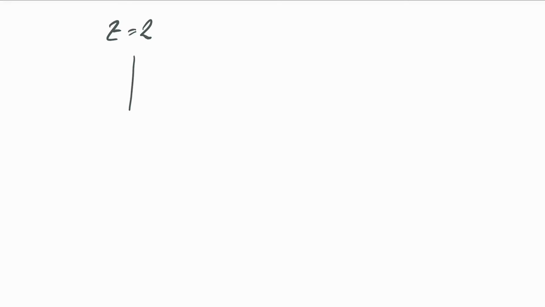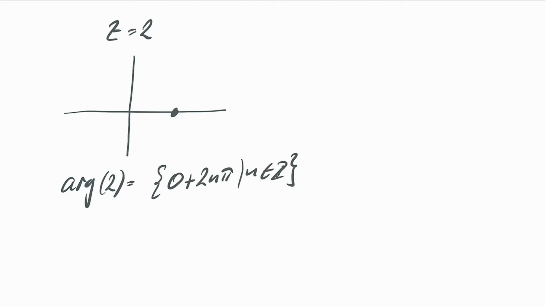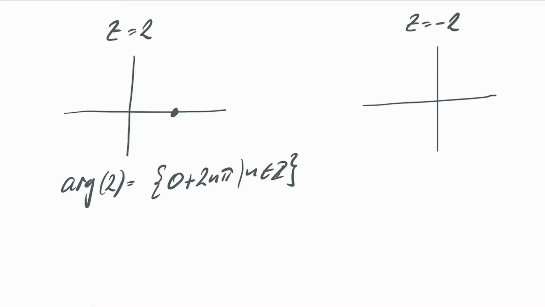z equals 2. These are always easiest if you draw a quick diagram just to locate it in your mind's eye to see where it is. So arg of 2 is 0 plus 2n pi. So the principal argument of 2 is 0, and I can add on multiples of 2 pi. z equals minus 2. Again, let's just locate it in the complex plane. So a number on the negative real axis has a principal argument of pi, and we add on multiples of 2n pi. And for consistency, we'll write it in the set notation like so.